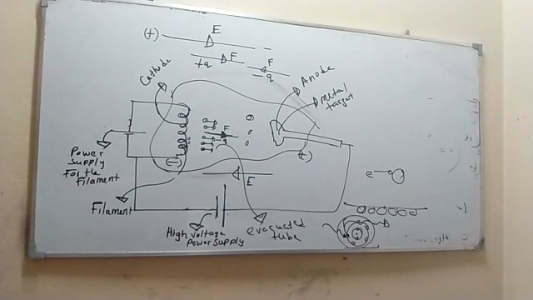Okay, then write down this. X-rays are produced when accelerated electrons strike the anode.